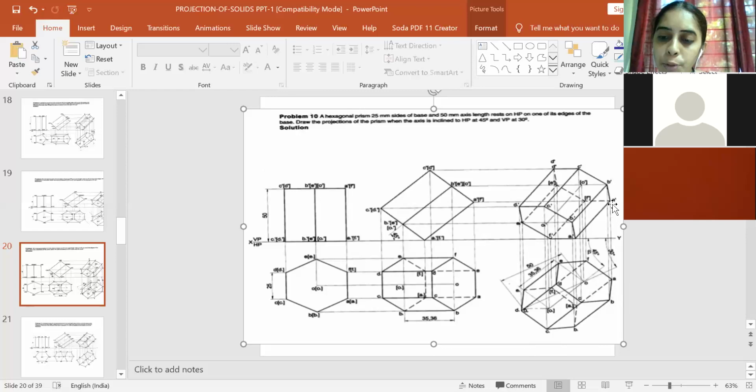So you have the locus of A and A dash here, and locus of B and B dash here, and locus of F and F dash here, and locus of E and E dash over here, locus of D and D dash over here, and locus of C and C dash. So we got the namings for the top surface also. Once you get the namings of the top and the bottom surface, the next step is to take the projections from the center, from the top and the bottom.